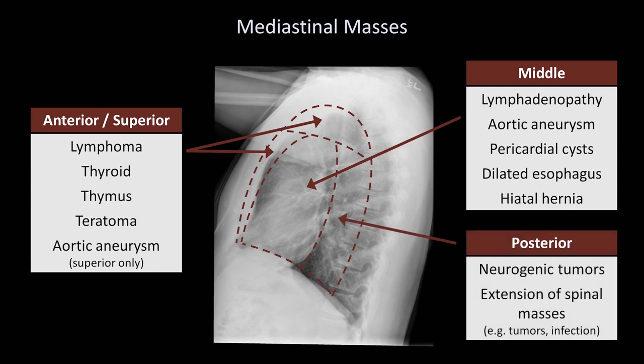Finally, the posterior mediastinum includes everything behind those structures, which ends up being largely just a perivertebral space. Thus, the differential diagnosis of masses located here include neurogenic tumors and extension of spinal masses such as tumors and infections. I'll show you 1 or 2 examples from each region.